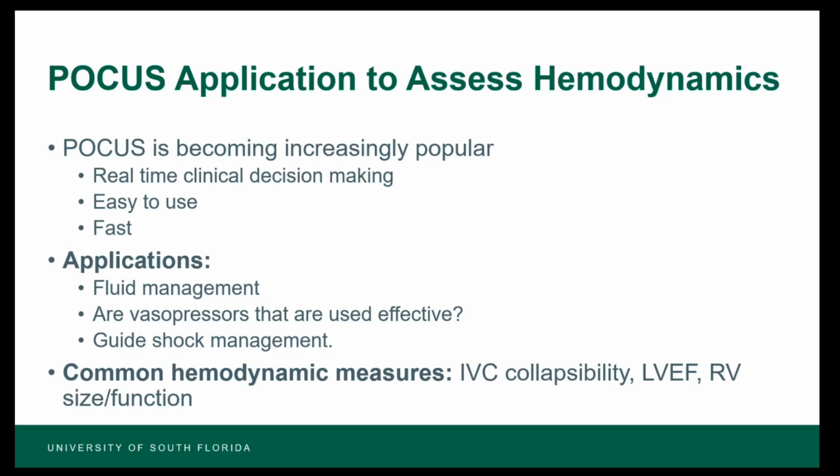Taking this to the next step, POCUS to assess hemodynamics. You can apply it to fluid management. You can assess whether your vasopressors are effective and guide shock management. Some of the more common hemodynamic measures that you might be a little more familiar with include left ventricular ejection fraction, RV size and function, whether the right ventricle is hyperdynamic, and then IVC collapsibility. For instance, if your IVC diameter is less than 2.1 centimeters with greater than 50% collapse when they're taking a sniff, that suggests normal or low right atrial pressure. And an IVC diameter greater than 2.1 centimeters with less than 50% collapse suggests elevated right atrial pressures.